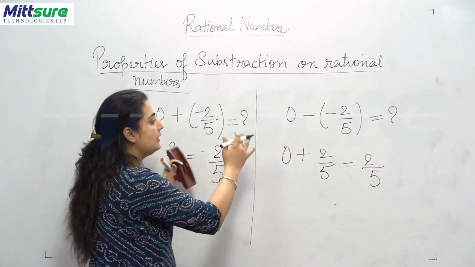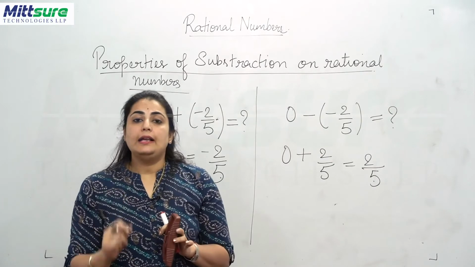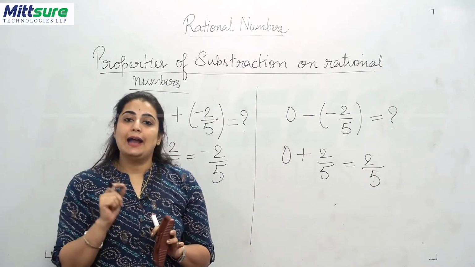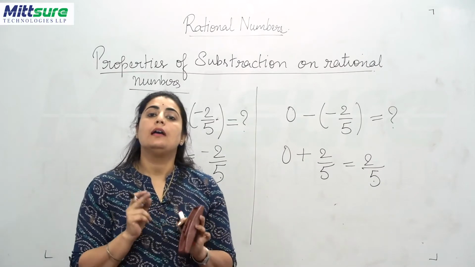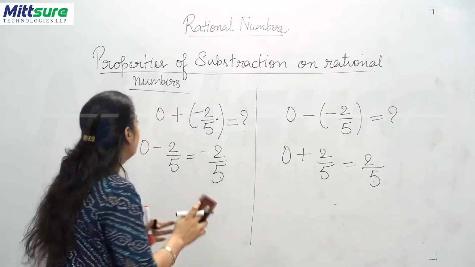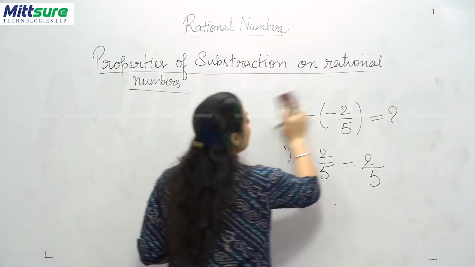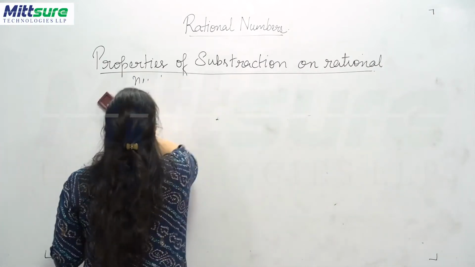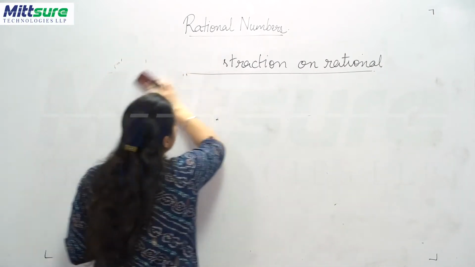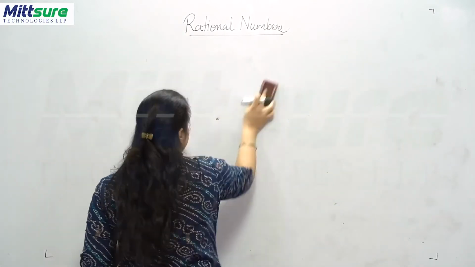So this is the basic difference between whenever we are adding a rational number and 0, and whenever we are subtracting a rational number and 0. Okay, now let's talk of some of the examples to understand both subtraction and addition of rational numbers.